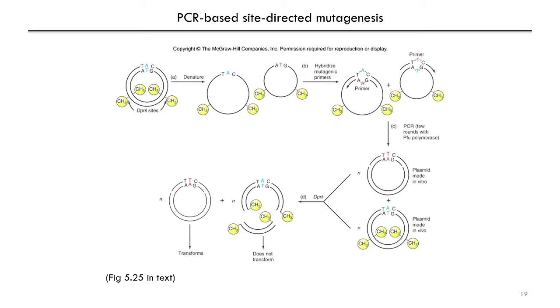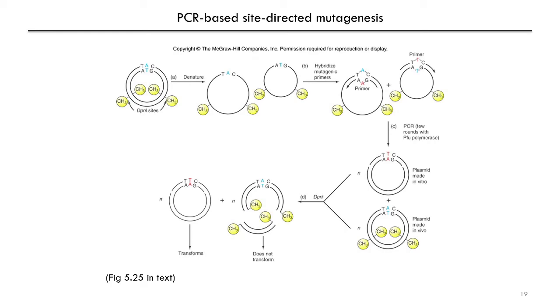Using the plasmid carrying the gene that you want to mutate as a template, you can first denature the DNA and hybridize your primers carrying the base substitution. You amplify the mutant plasmid by PCR and then transform your E. coli. Then you can isolate the clone that carries your mutant plasmid.